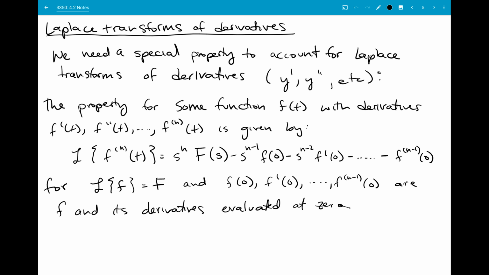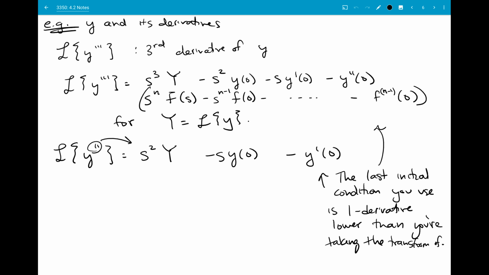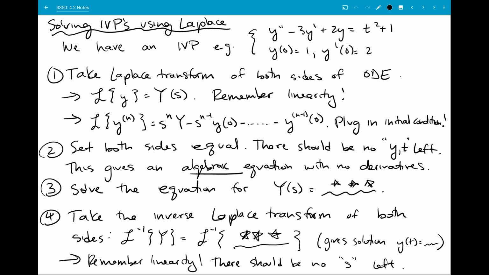Then we learned the rule for taking Laplace transforms of derivatives. We wrote it in the general case for some function f, and then we did a couple examples using derivatives of y. This is also something we use a lot, so hopefully filling in these steps for how to take L of y triple prime, L of y double prime became more obvious as time went on.